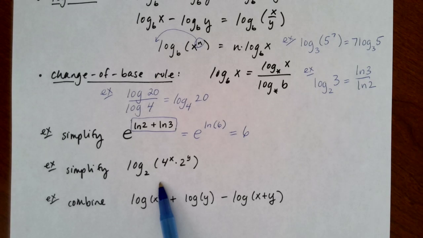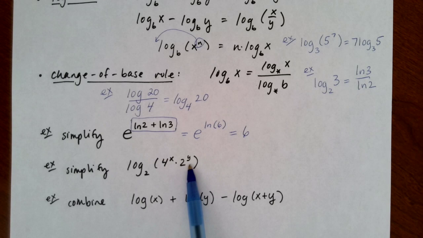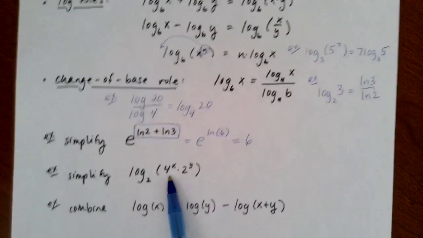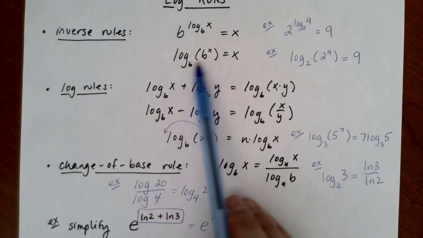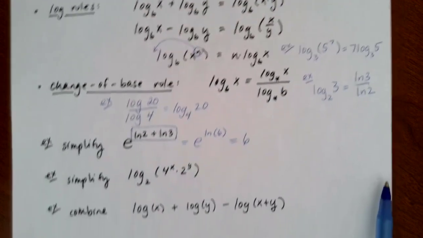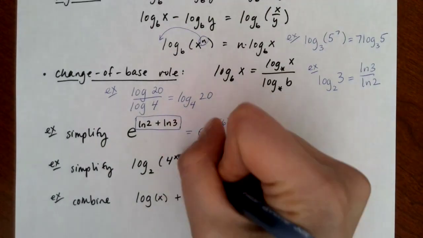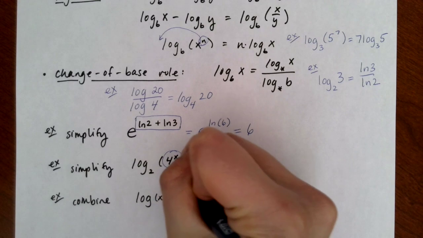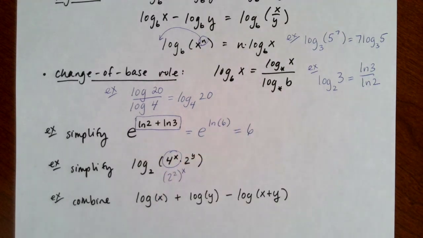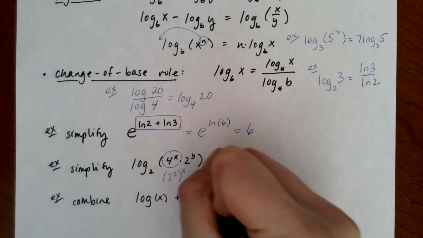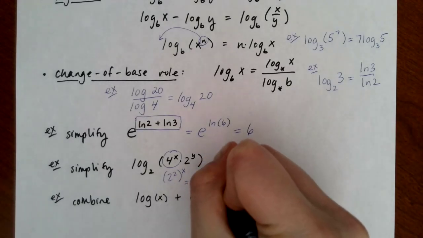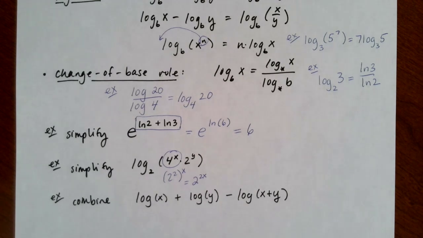There's a couple of different strategies you could take here. One thing that I would like to do, since I see this base 2 of the log and then a 4 and a 2 inside, I would love to be able to write this as log base 2 of 2 to the something, so that then I can use this rule here where the base is 2 and it cancels. So this 4 to the x, I could write as 2 squared to the x, which is 2 to the 2x, because you would multiply those exponents together.